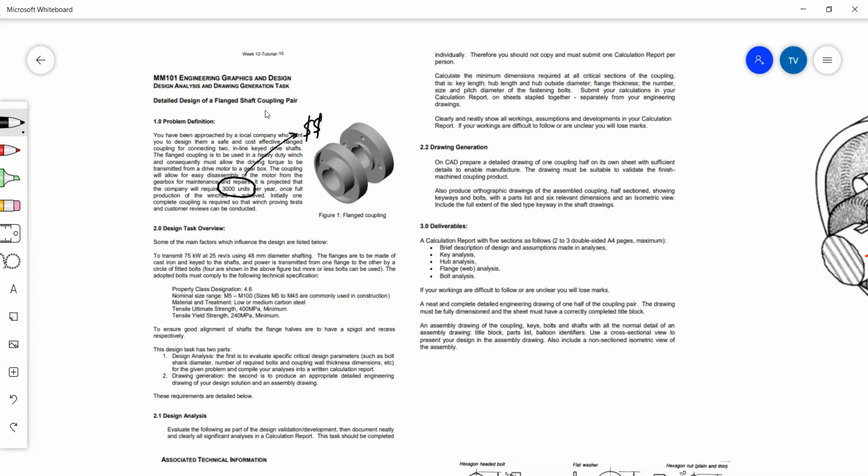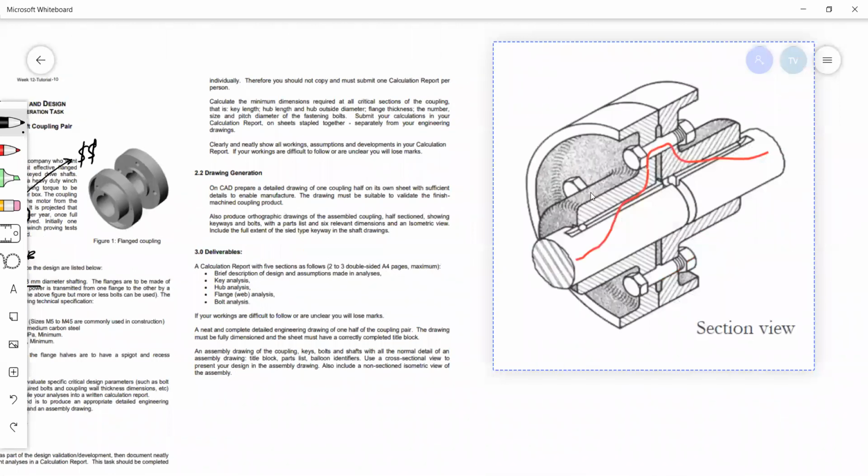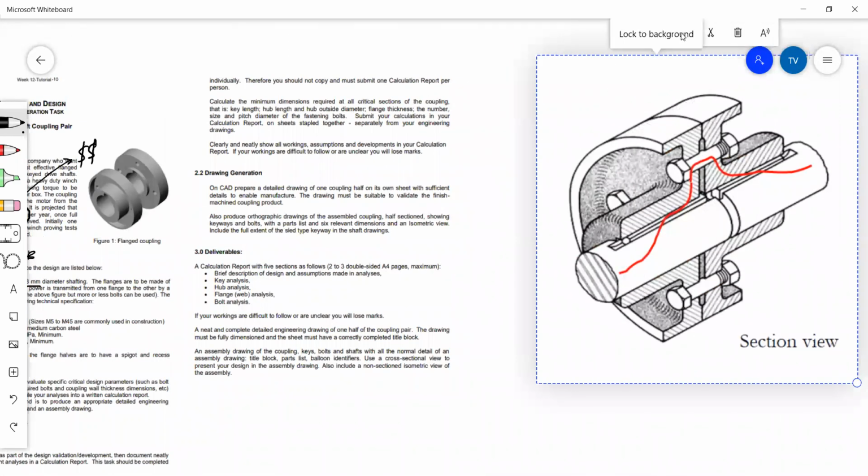So in the design task overview, this is sort of like your design brief. And you are given things like the power that needs to be transmitted, the RPM or the revolutions, and your nominal shaft diameter. Now, using these bits of information, we calculate the torque. We do the torque analysis. Okay, so do you all understand load parts?